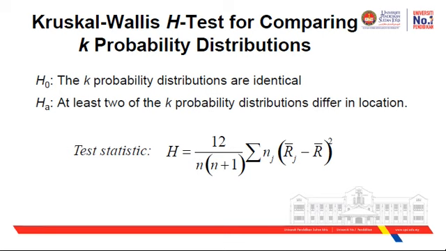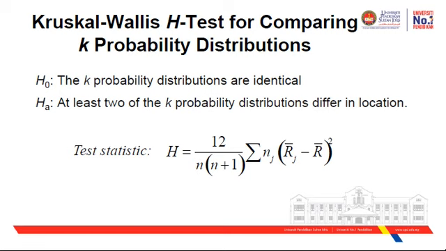The hypothesis for the Kruskal-Wallis H test: the null hypothesis is that the k probability distributions are identical, and the alternative hypothesis is that at least two of the k probability distributions differ in location. The probability distribution refers to the category k. Since it's ANOVA, the minimum is 3 groups or 3 categories. At least two differ in location means there is a difference in location between at least two of these probability distributions, categories or groups.